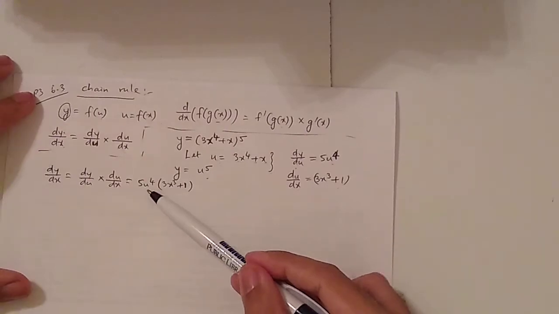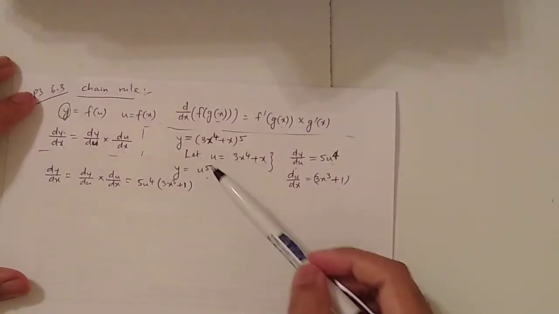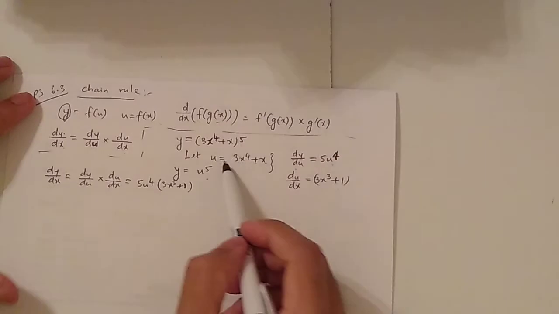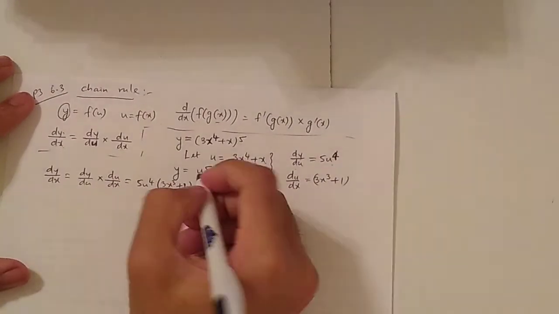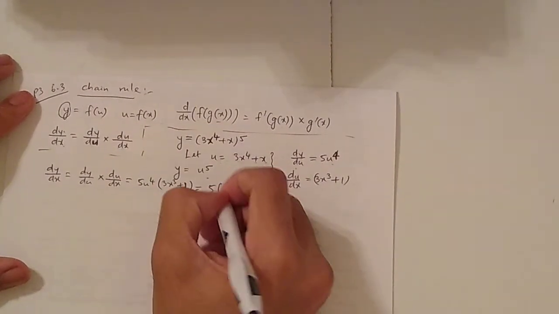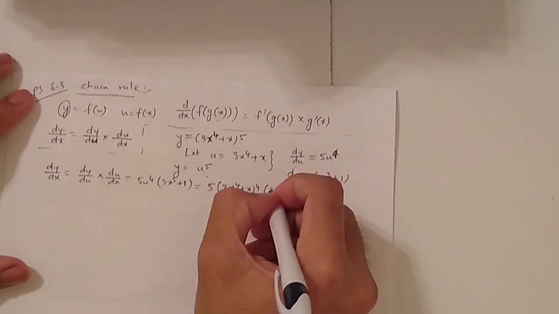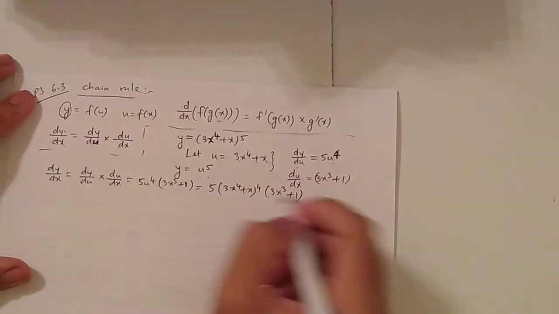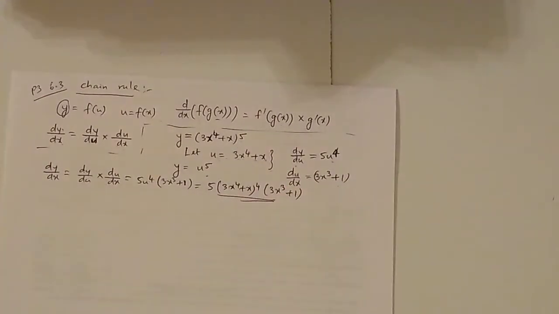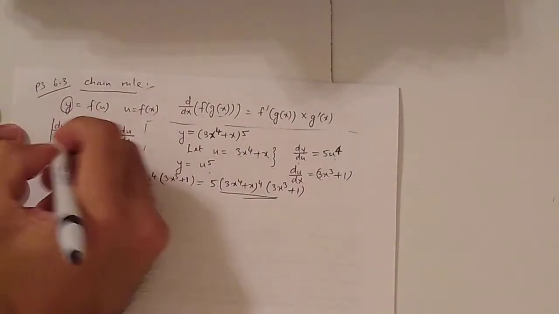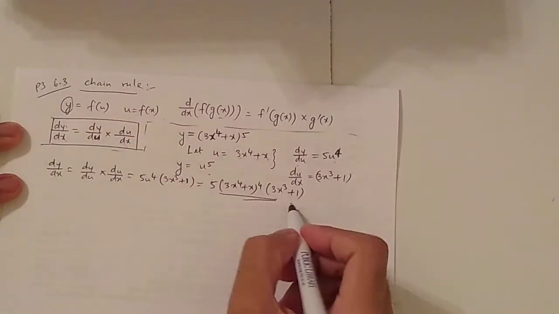So you need to replace u back with whatever expression it equates to. u is equal to 3x raised to 4 plus x, so we'll replace it: 5 into 3x raised to 4 plus x, the whole raised to 4, into 3x cubed plus 1. That's the final answer. You can expand this if required, but usually if you leave it at this stage, it's going to be fine, unless the question in the examination asks you to expand this. So this is the first method. We use the chain rule over here to find this answer.